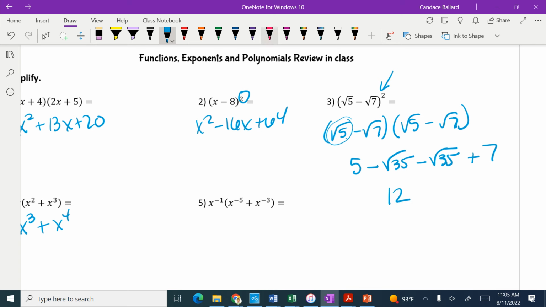Good. Then these square root of 35s act like variables. So I just add the coefficients in front. They both happen to be negative 1. So it's negative 1 and negative 1. Negative 2, we're not multiplying, we're adding now, right? Negative 2 square root of 35. Okay.